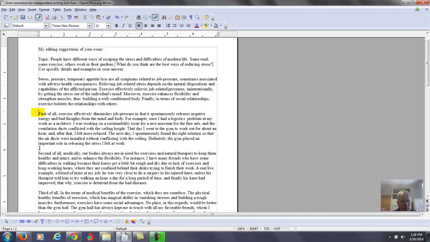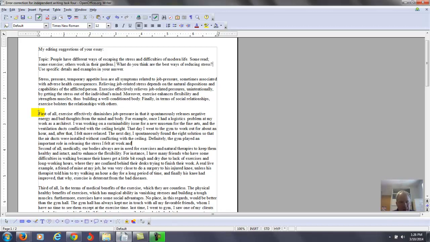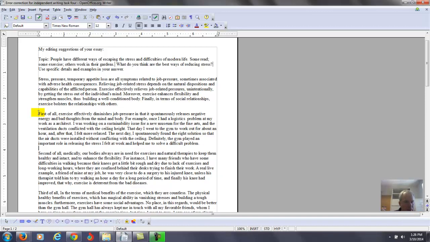Is healthy and intact. Now remember this example. Once you give an example, it needs to tie exactly back to the flexibility thing. So for instance, I have many friends who have some difficulties walking because their knees get a bit... I'm not going to say rough. I'm going to say stiff or inflexible.